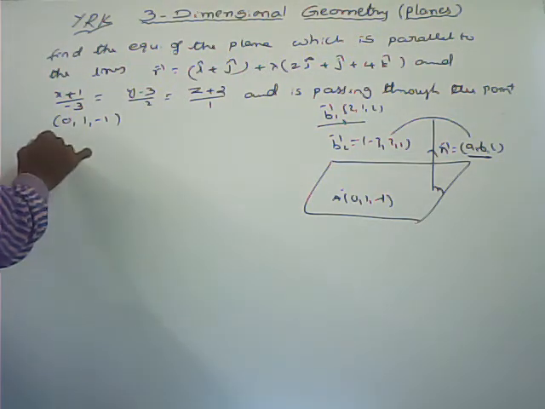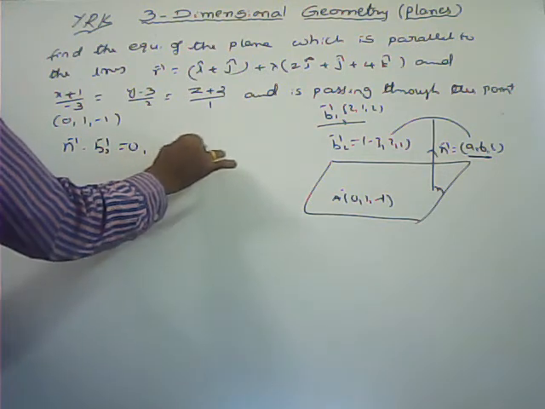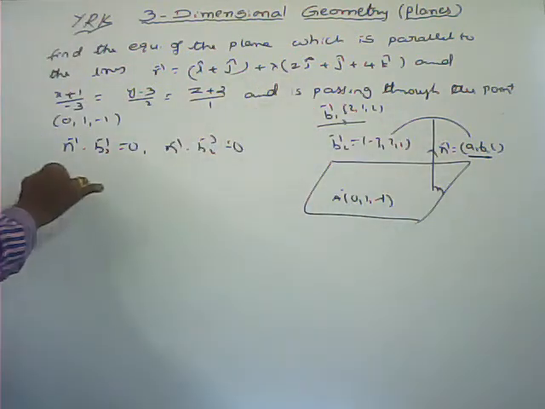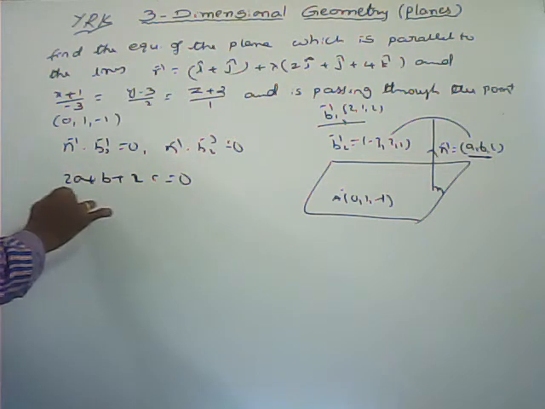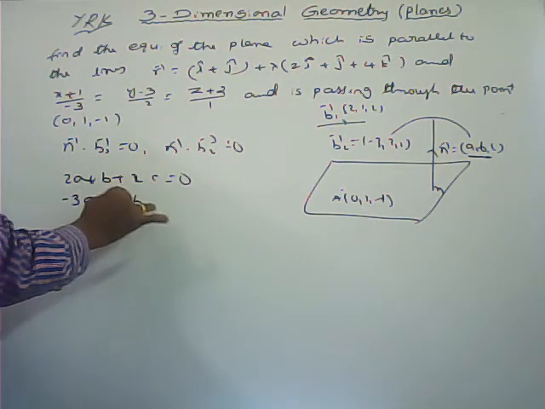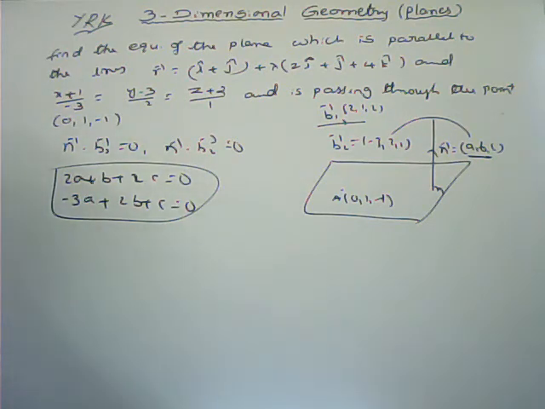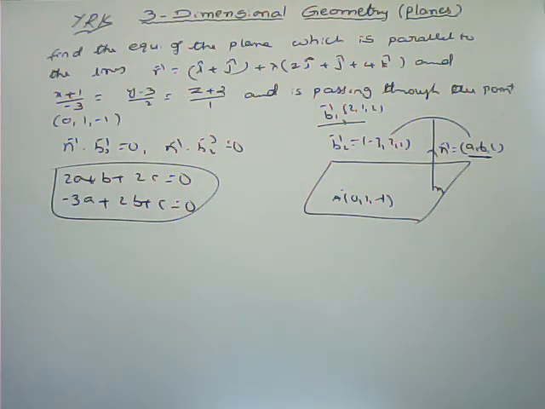Now here n bar dot b1 bar is equal to 0 and n bar dot b2 bar is equal to 0. So what will you get here? What is the dot product of these two? 2a plus b plus 2c is equal to 0, and minus 3a plus 2b plus c is equal to 0. If we get two relations, both represent the same plane only. Here A, B, C direction ratios are in the same ratio only. Now here how to find? By taking the cross product we can find A, B, C only.